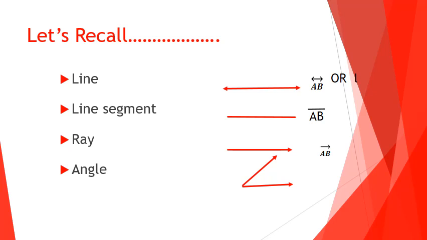Next is line segment. A line segment has two endpoints. It is a part of a line. It can be represented in this way. Next is ray. A ray has one endpoint. The other side can be extended endlessly. A ray is also a part of a line and it can be represented the way it is written here. Next is angle.